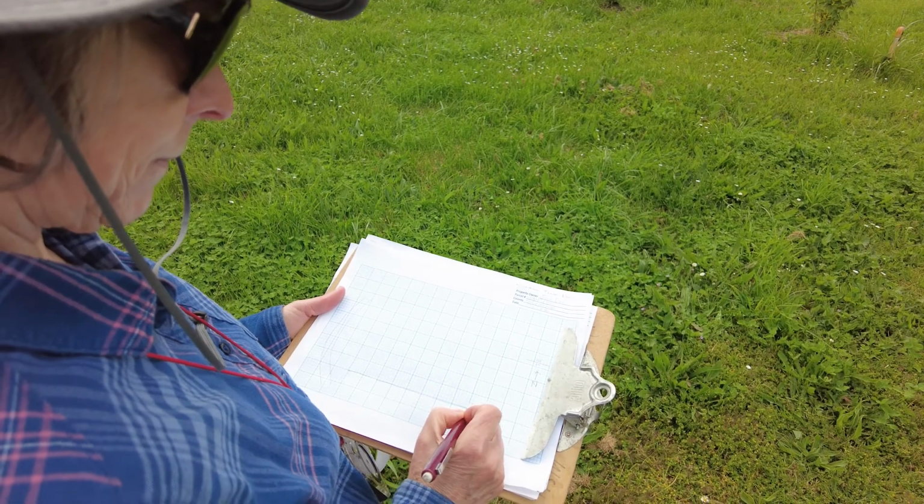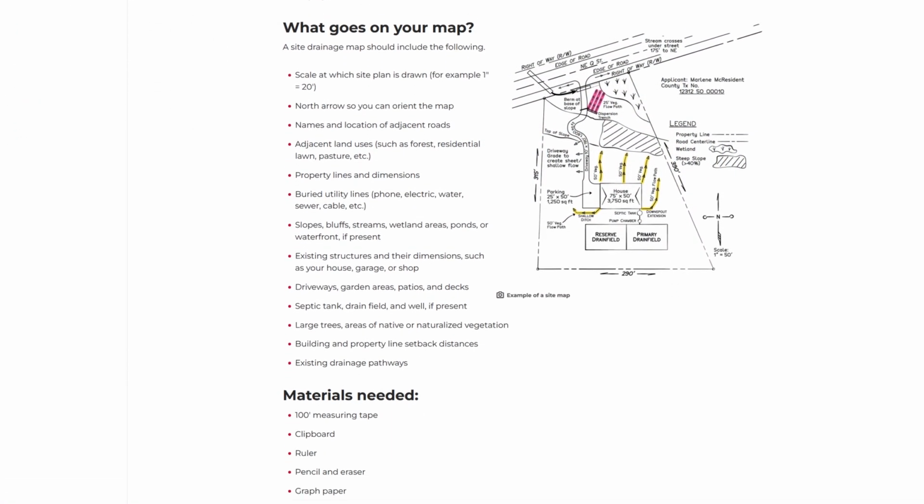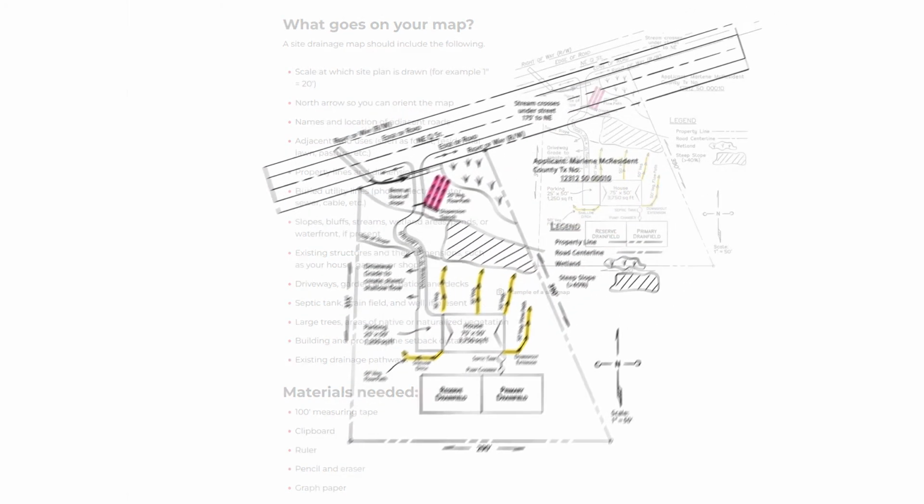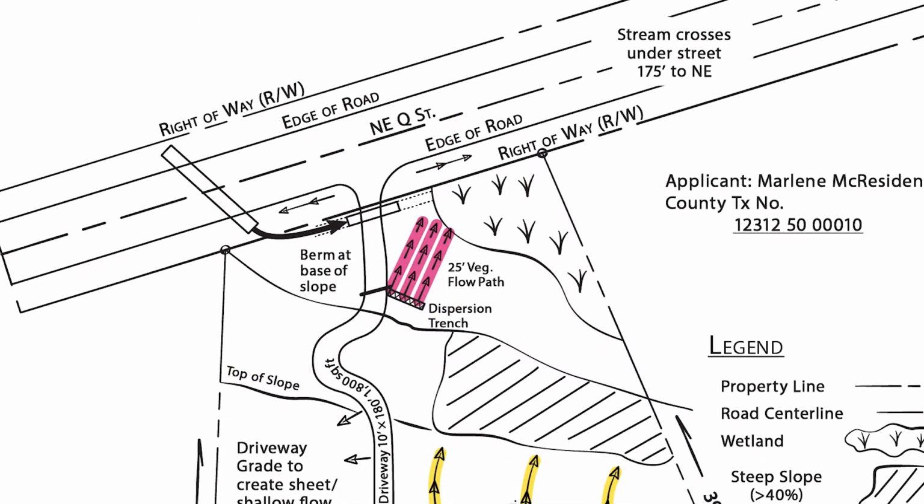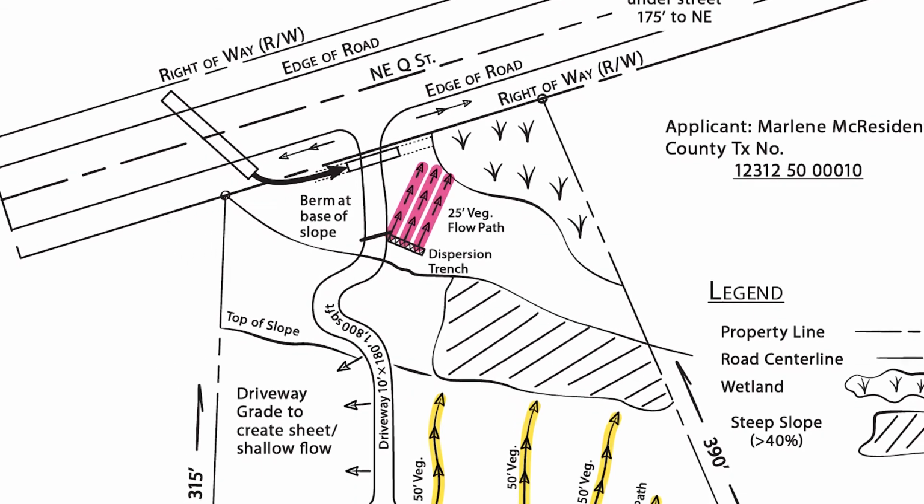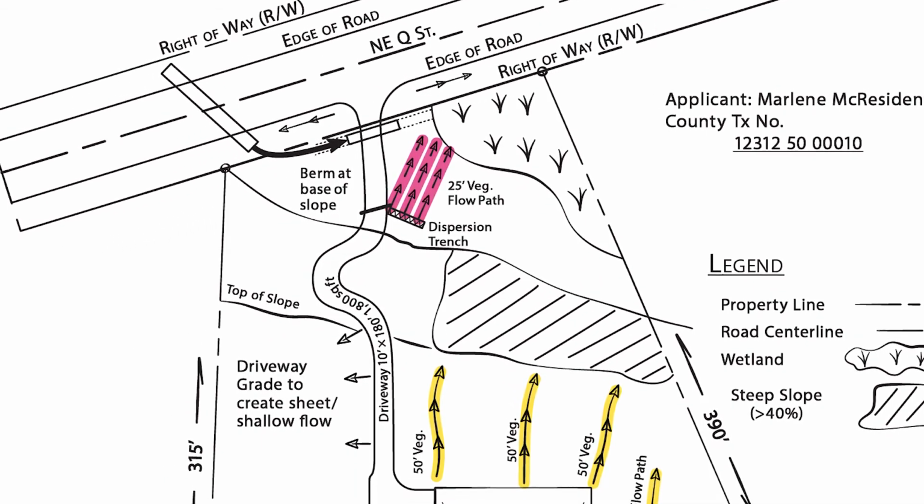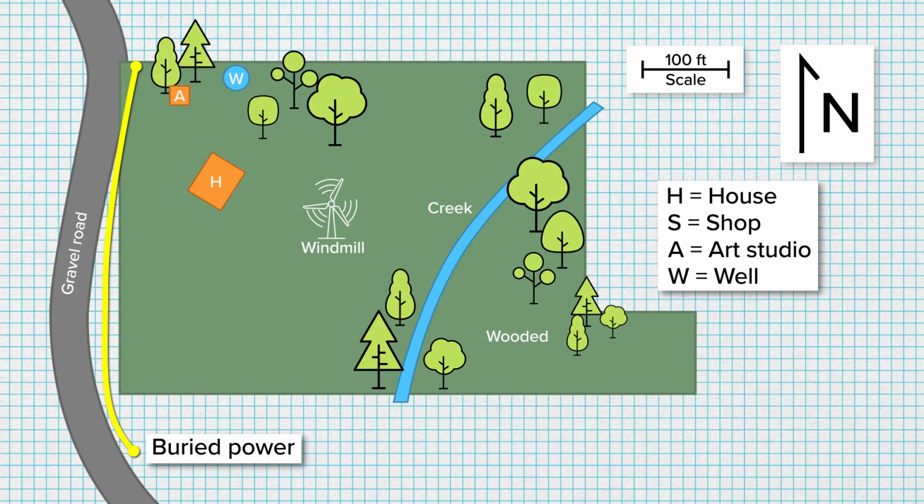You can get as detailed as you like, but generally a site drainage map shows the main features on your land, structures, and surrounding area, as well as how water flows on and across your land. The map will show property boundaries, structures, compacted areas like driveways and parking areas, wet areas, and utilities. You can even show planned future projects, such as a new shed or garden space.